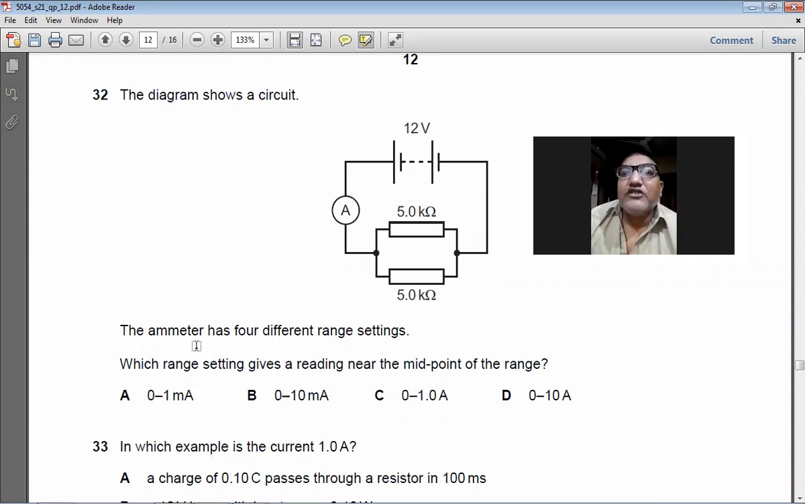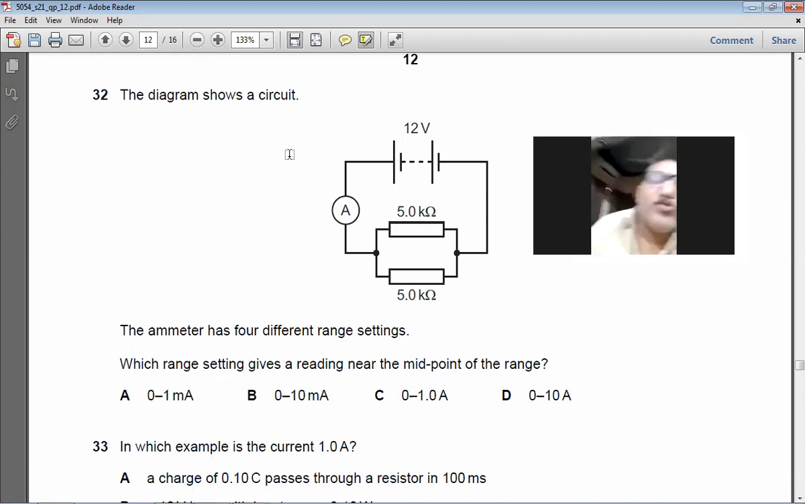So here we have an ammeter. The ammeter has 4 different ranges. Which range setting gives a reading near the midpoint of the range? Okay. So first of all, let me find the equivalent resistance of these two, because they are connected in parallel. So 1 by R equivalent is equal to 1 by R1 plus 1 by R2. I will find the total resistance of this circuit, and then I will find the current coming out of the battery. Current I is equal to EMF divided by the total resistance.